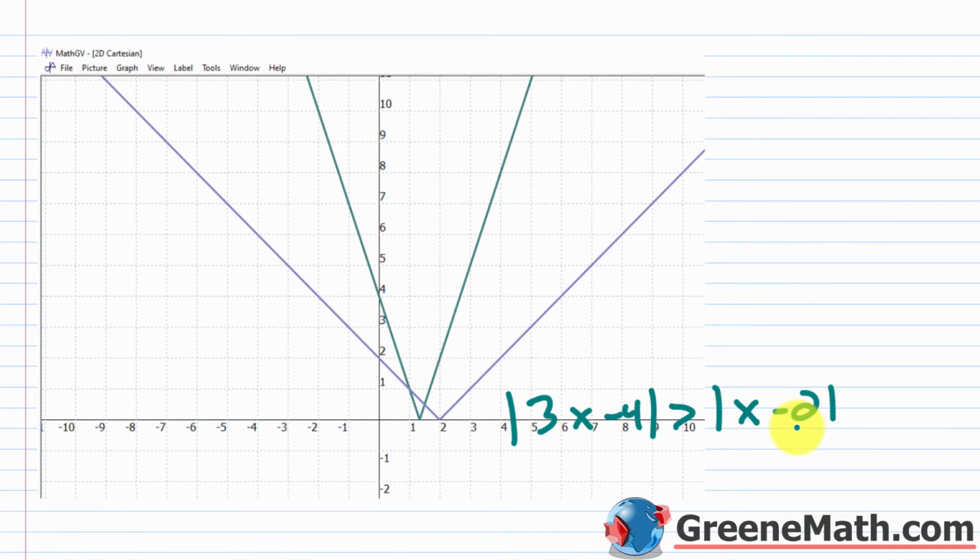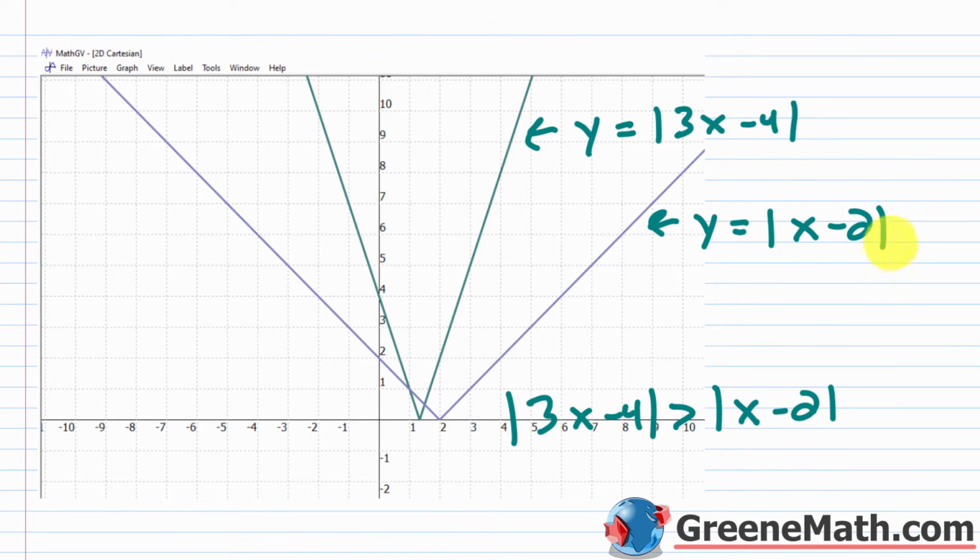So graphically, we could say this guy in green is y equals the absolute value of 3x minus 4. And this guy in purple is y equals the absolute value of x minus 2. Basically what we're saying is, where is the green graph above the purple graph? We can see where they cross, and that's going to be important.